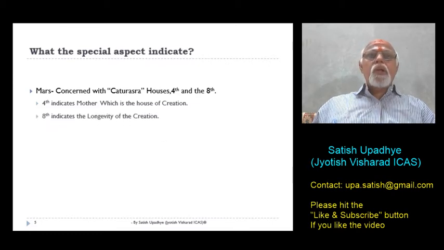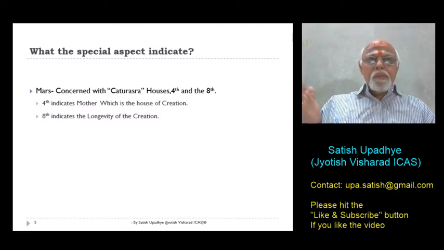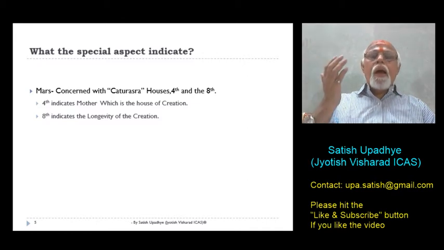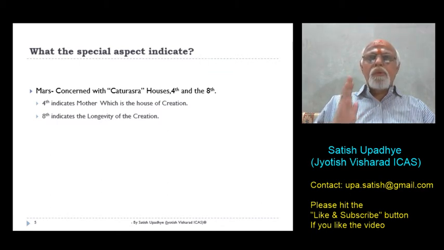The eighth indicates the longevity of the created human being or object. How long it will be sustained in this universe is indicated by the eighth house. The fourth indicates the mother who creates the human being. We are concerned with the human being today. We are not discussing the universe as a whole. With reference to Kundali, it is an individual's Kundali we are discussing. The fourth indicates the mother, the house of creation. Eighth indicates the longevity, how long the created thing will be sustained.